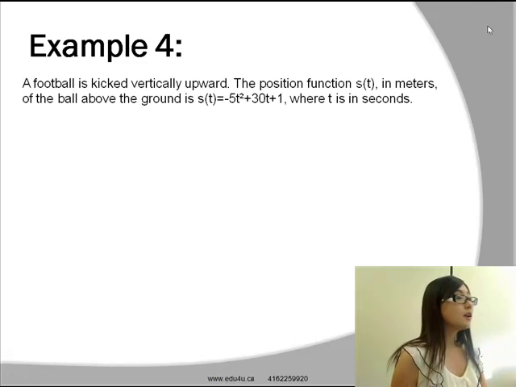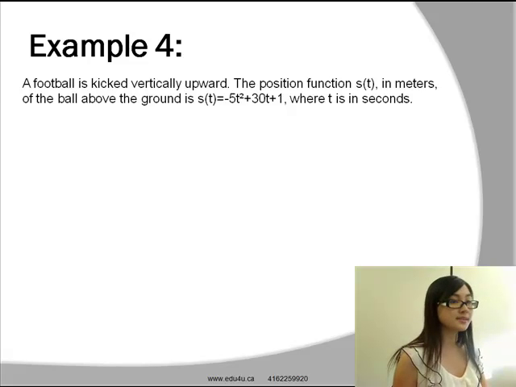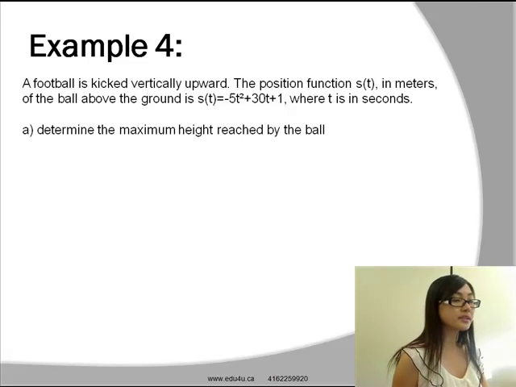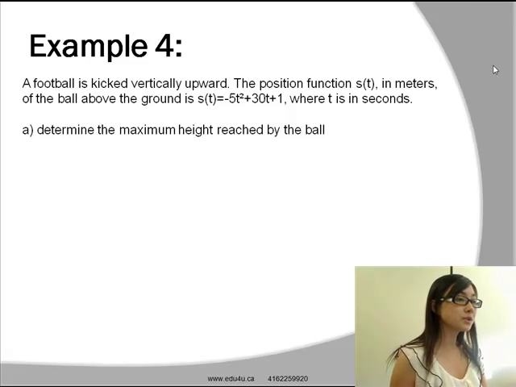Now let's take a look at example 4 from the Learning Resources. A football is kicked vertically upward. The position, s of t, in meters, of the ball above the ground is s of t equals negative 5t squared plus 30t plus 1, where t is in seconds. Determine the maximum height reached by the ball. Our strategy for solving this is first we have to solve for the derivative of s of t, and that's going to be v of t.